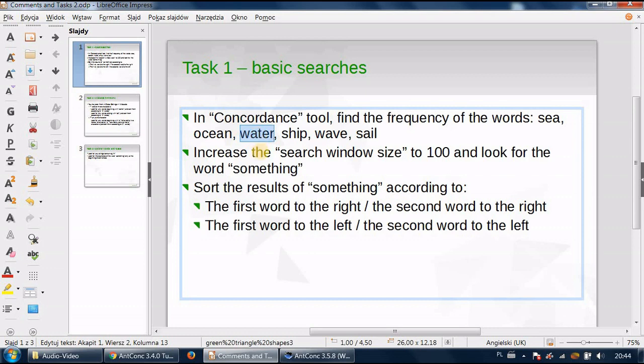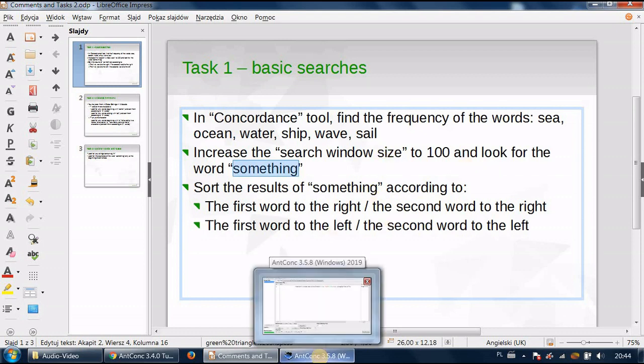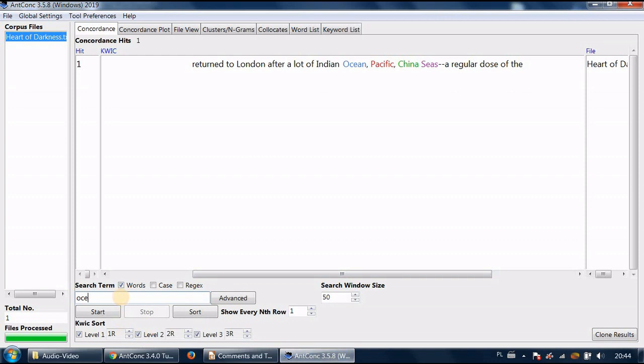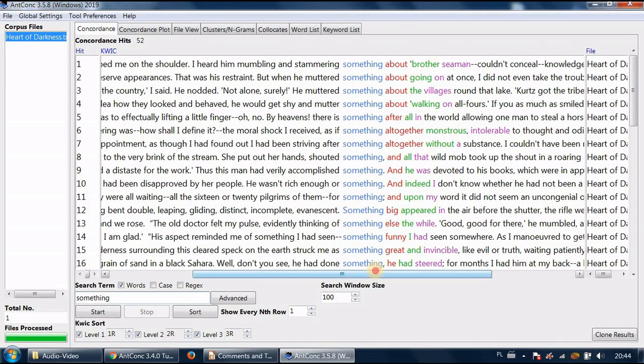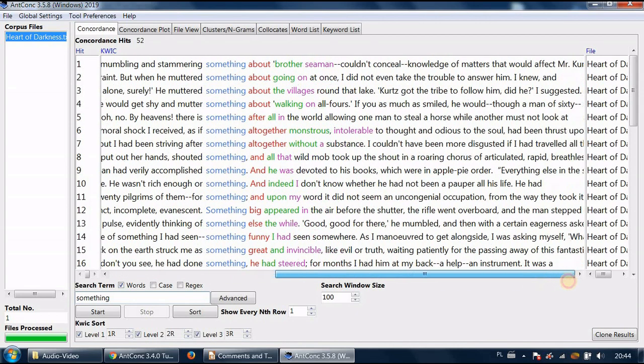Now, the second task I'd like you to perform is to look for the word something, and when seeing the results, I want you to increase the search window size to 100. So please do it now. Okay, now I assume you've done it, so let me just demonstrate the way I would do it. So I'll write the word something here. Okay, and to increase the search window size, you can just use these controls here. Okay, and press start. And this gives you more context to the left and to the right.